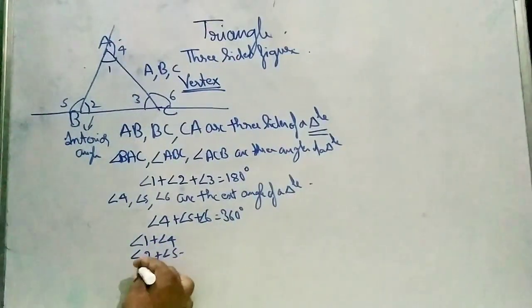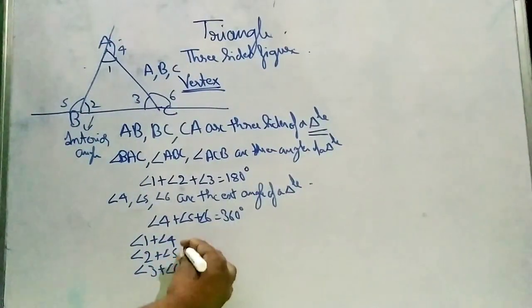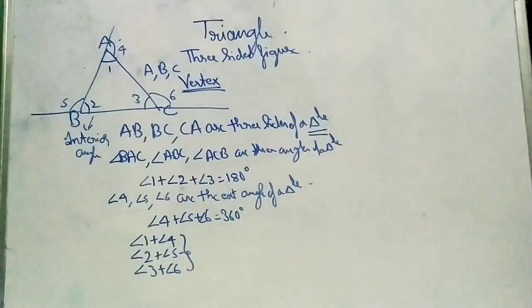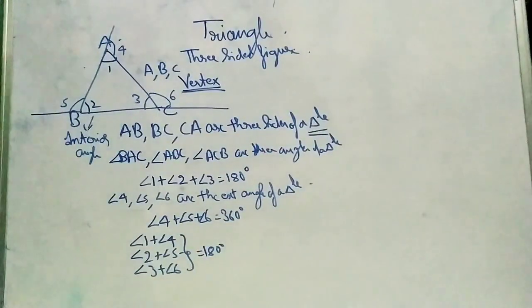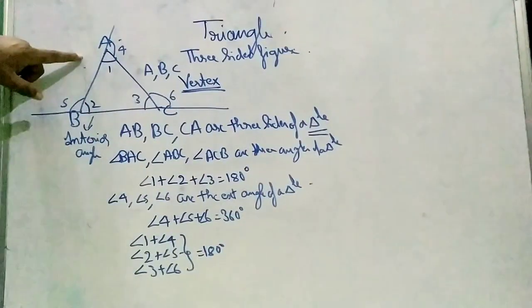But if we take them individually, angle 1 plus angle 4, one interior and one exterior, angle 2 plus angle 5, angle 3 plus angle 6, the sum of one interior and one exterior angle is always equal to 180 degrees. Each combination is equal to 180 degrees. So, that is the combination of a triangle.